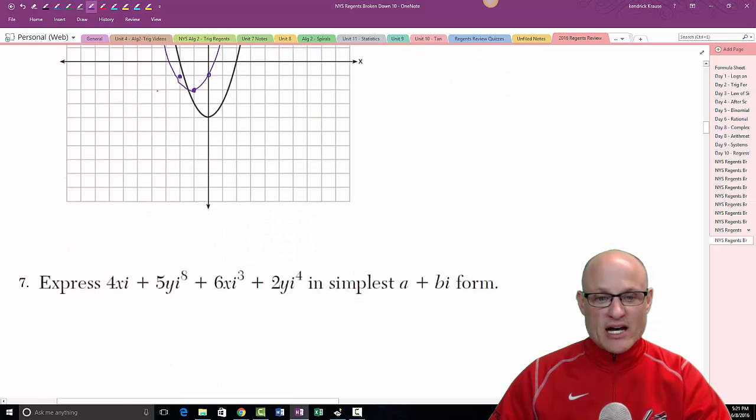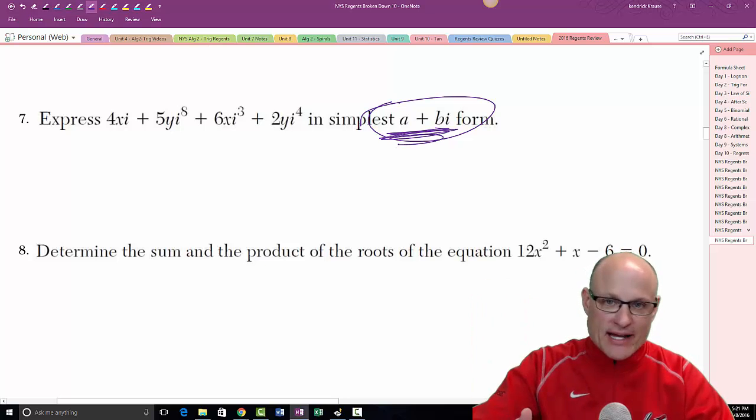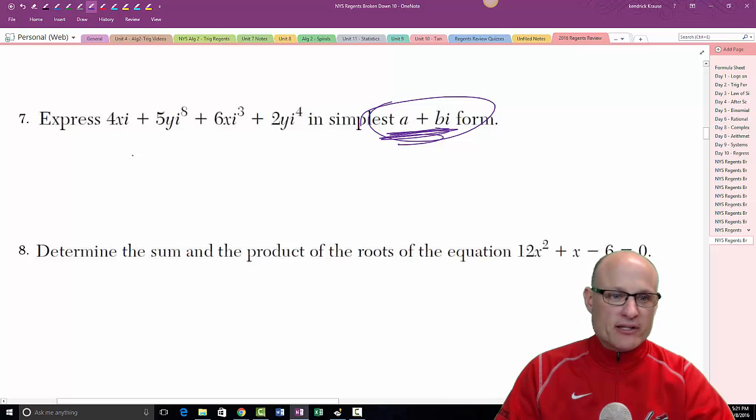Please be neat. Don't be a slob. Nobody wants to see a slob. Oh my gosh, more i stuff. Again, I know this seems really scary, this a plus bi form. All that means is the thing without the i comes first, the thing with the i comes second. It's not a big deal.